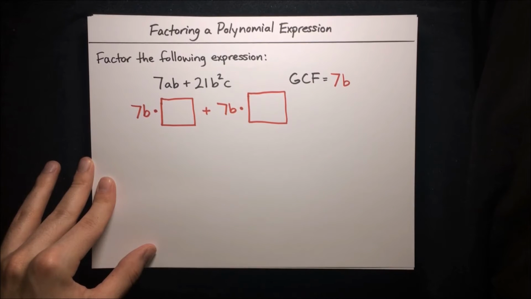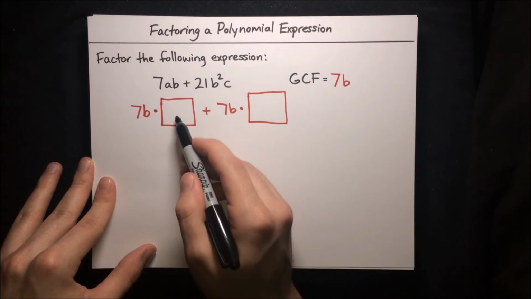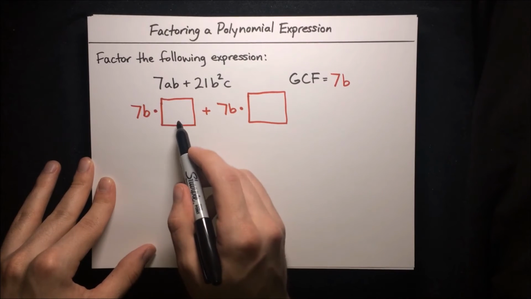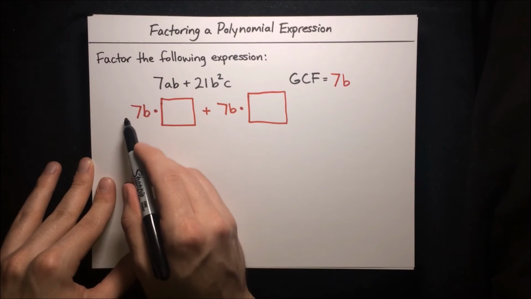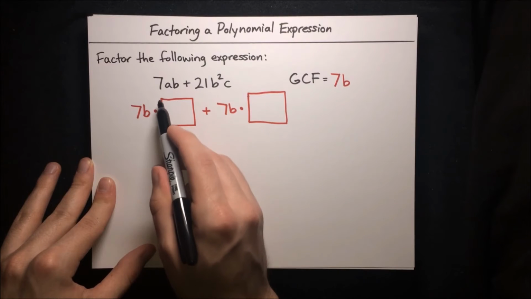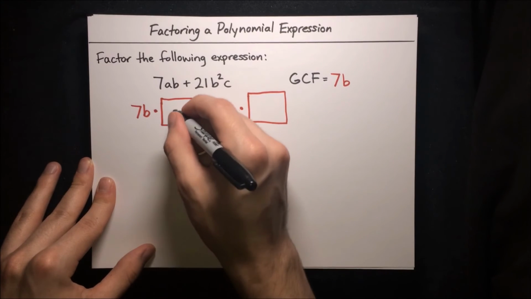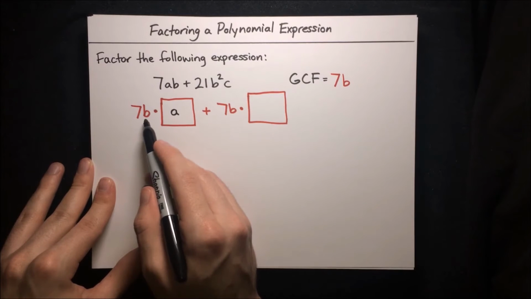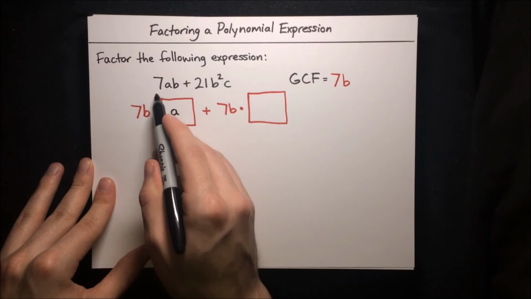Now we just need to fill in the somethings. Okay, first off, with the something on the left, 7b times what makes 7ab? Well, 7, we've already got the 7 here. An a, oh, we don't have an a yet, so we need to include an a. And then a b, we've already got the b here. So 7b times a makes 7ab.